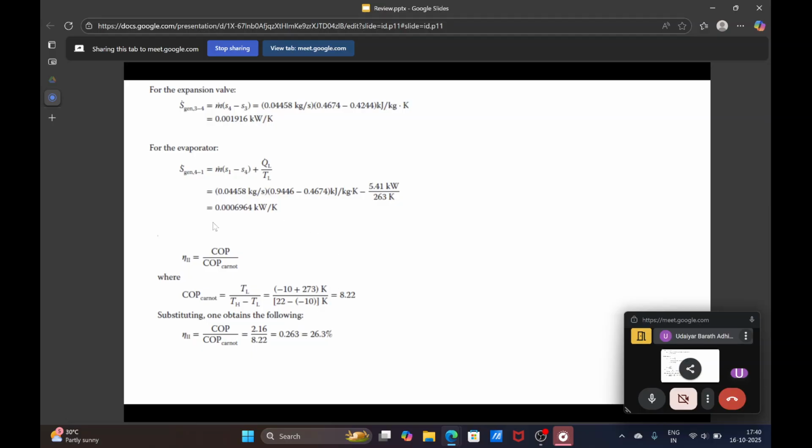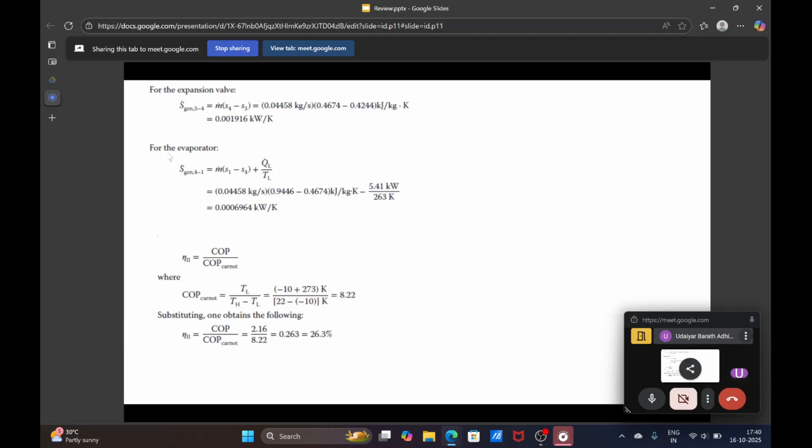Next, for the expansion valve, entropy generated in 3 to 4 is straight away, because there is no heat transfer and in steady state dS by dt is 0. So entropy generated in 3 to 4 is m dot S4 minus S3. Substituting, we get 0.04458 multiplied by your entropy difference, which gives you 0.001916 kilowatt per Kelvin of entropy generation in process 3 to 4.